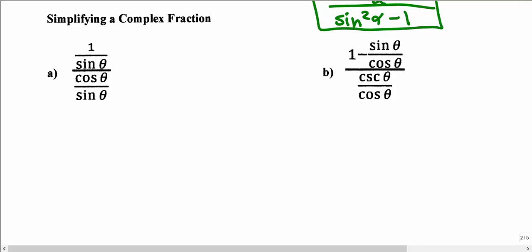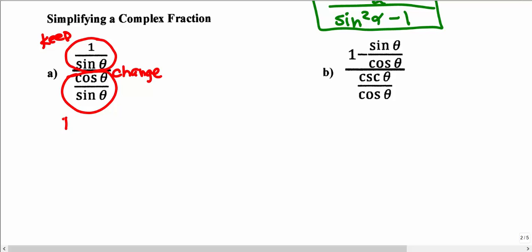Throughout the rest of this chapter, we will run into times when we need to simplify a complex fraction. So let's recall how we simplify a complex fraction. When we have two fractions where one is being divided by the other, so one fraction divided by one fraction, we keep the first fraction the same, we change from division to multiplication, and we flip the second fraction. So that's keep, change, flip.